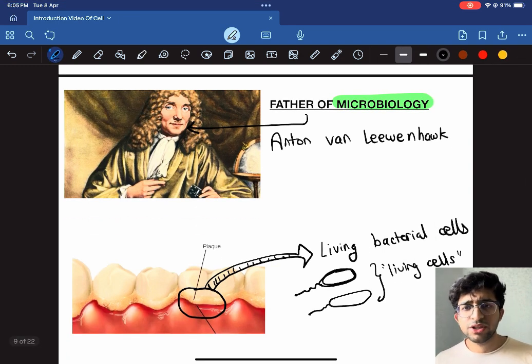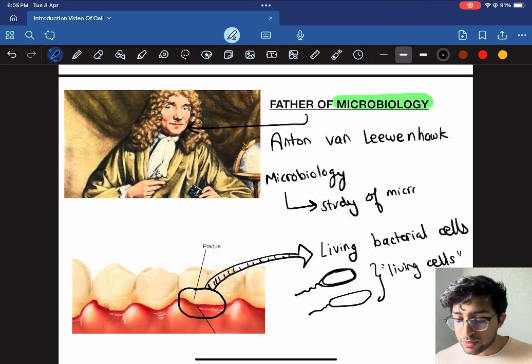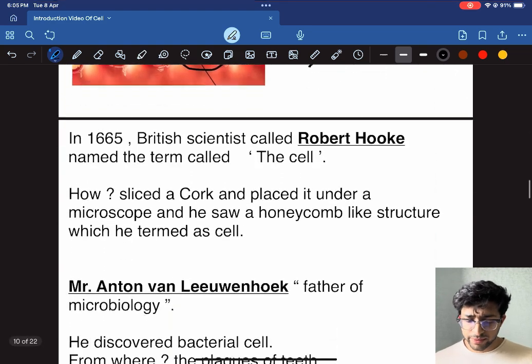Father of microbiology basically means the study of microbes. It can be bacteria, virus, fungi, or archaea, the family of the bacteria, etc.